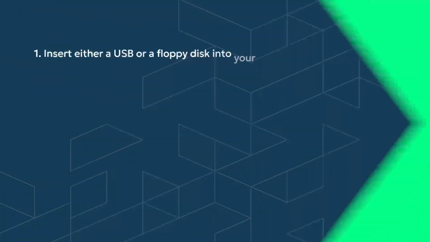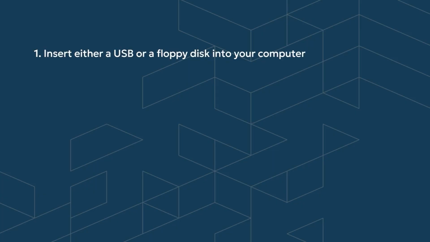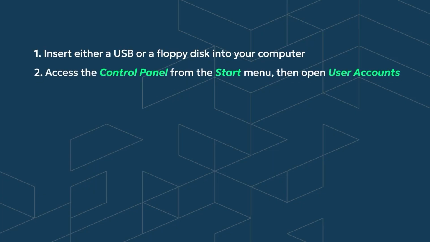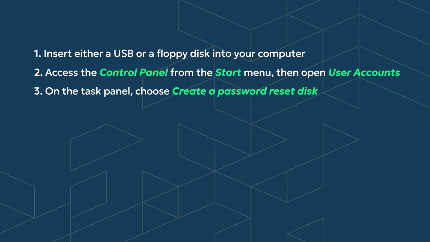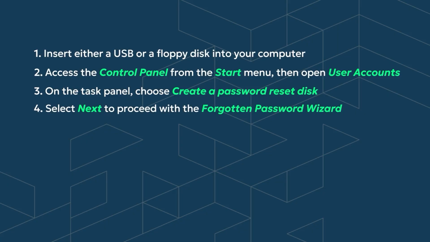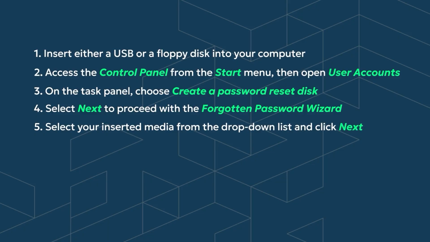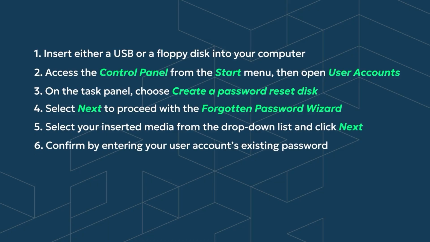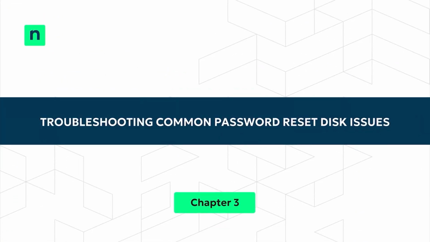Windows Vista. Insert a USB flash drive or a floppy disk into your computer. Open the Start menu, access the Control Panel, and select User Accounts. On the Task panel, click on Create a Password Reset Disk. On the Forgotten Password wizard, choose Next, select your removable media from the drop-down list, and select Next again. Enter your local account's password before doing the rest of the steps, and ejecting your device.